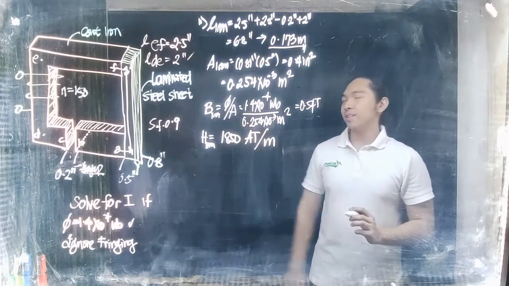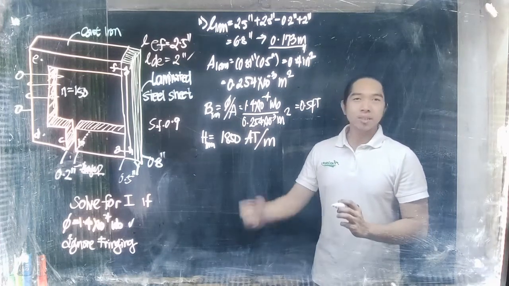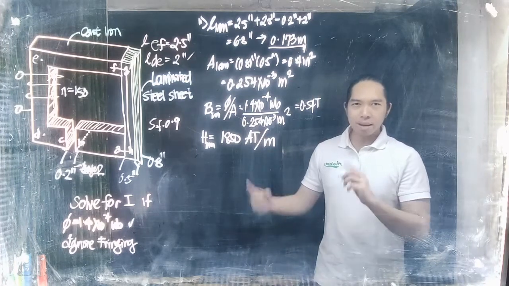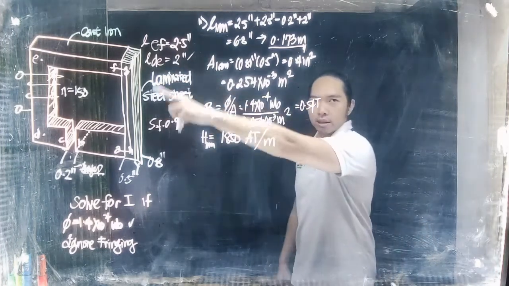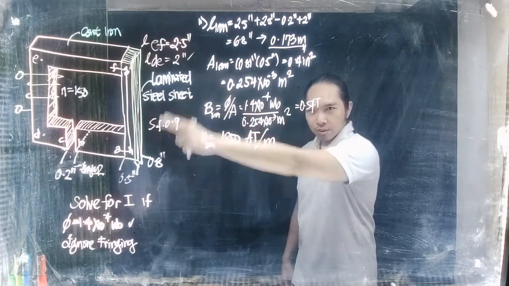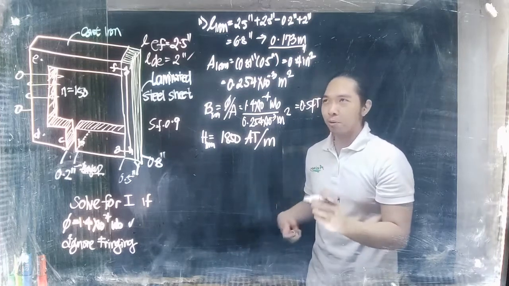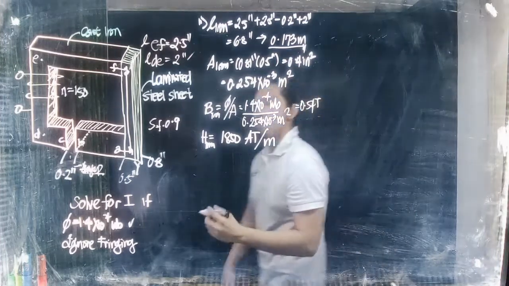Let's find another section that we haven't solved yet. For this particular problem, what we haven't solved is the part of the laminated steel, which is this one. We're going to solve for this one first, before we go to the other parts, because we need to find its H first.